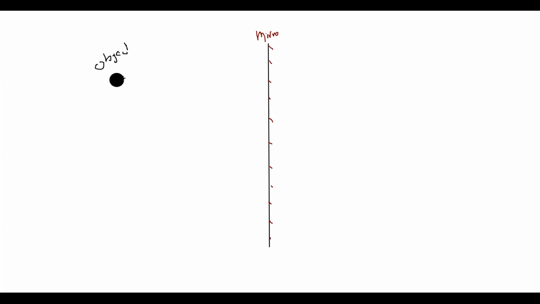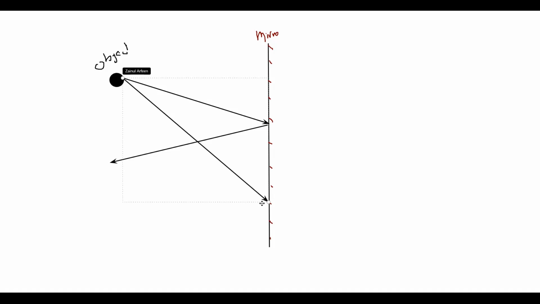So the light rays strike the mirror. For example, this is the first light ray striking the mirror. When it strikes the mirror, it will bounce back. It will follow the law of reflection. But to show how the image is formed, we need at least two rays. Then there is another ray from the object, strikes the surface, and it also follows the law of reflection.